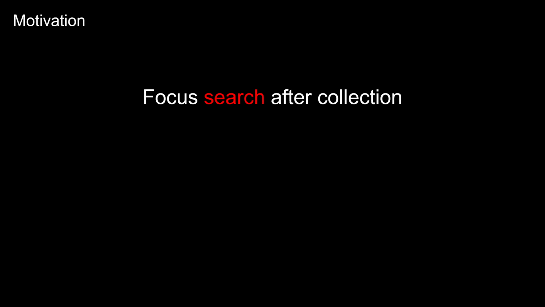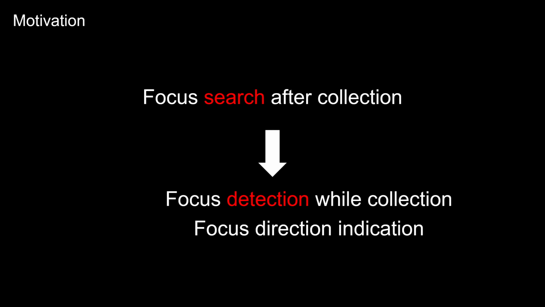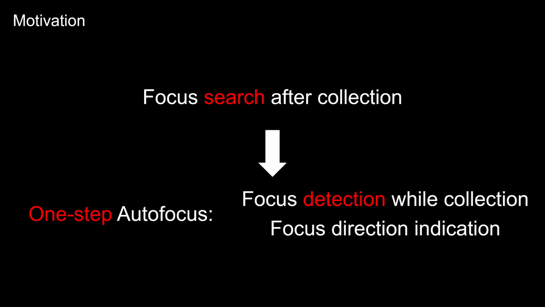This led us to ask a fundamental question. Can we detect the focus position during the event collection process itself? If so, we could stop the focus motor as soon as we detect the focus position, without overshooting into defocus and moving back. Even better, such a method could also indicate the focusing direction, preventing the motor from drifting away from the correct focus direction. We call this idea one-step autofocus.